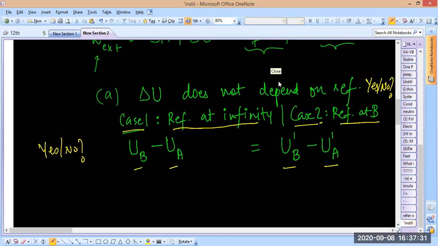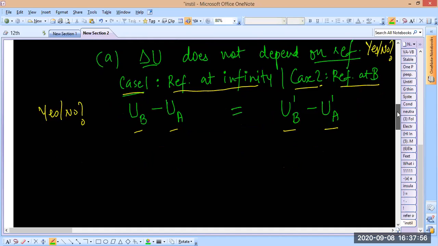Will they be equal? Don't use pronouns, Sorali. Who is they? Things are equal. Yes, these two will be equal. That's why I'm writing equal to here. If I am talking about these two differences, then these two will be equal, because delta U does not depend on reference. You can take any reference, the value of difference will be same.